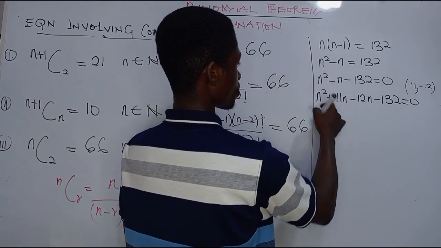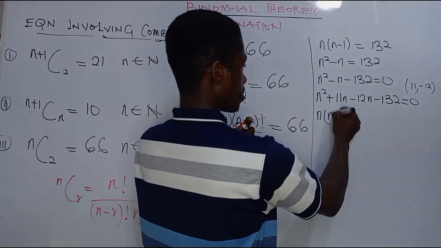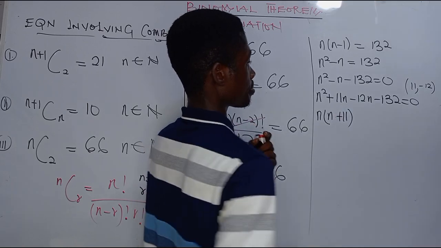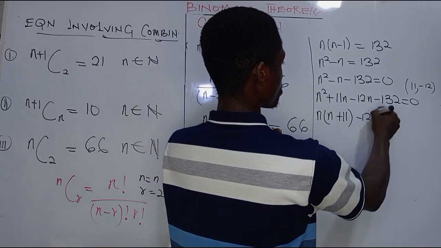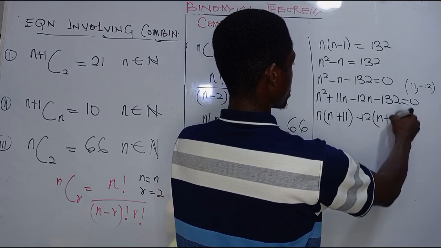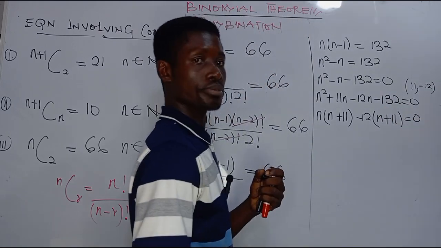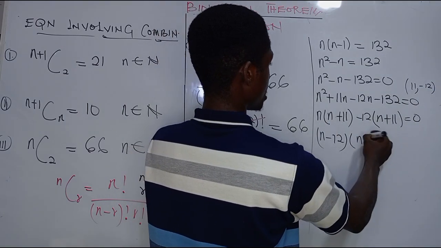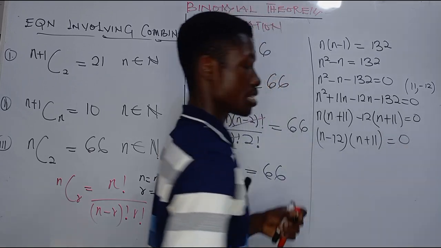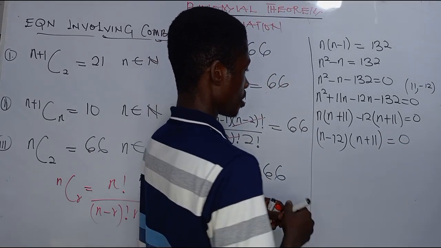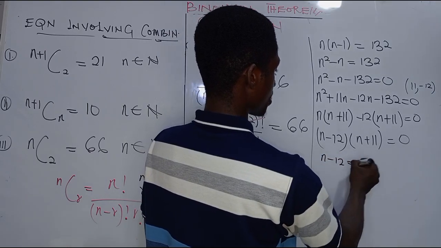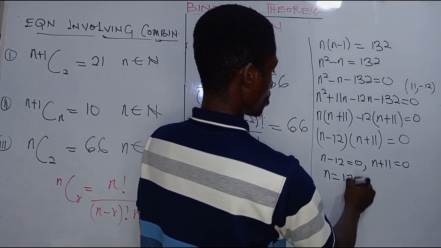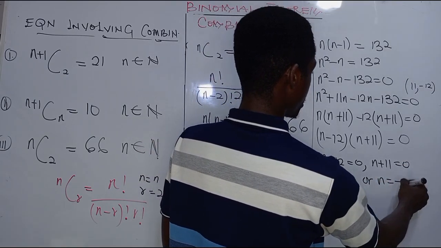Factorization. We factor n out, we are left with what? n minus 12. And then we have plus 11, we have n minus 12 what? 11. And this is equal to 0. Taking those outside the bracket, we have n minus 12, n plus what? 11. And this gives us 0. So we have our n minus 12 is equal to 0, n plus 11 is equal to 0. Our n is equal to 12, or n is equal to minus 11.